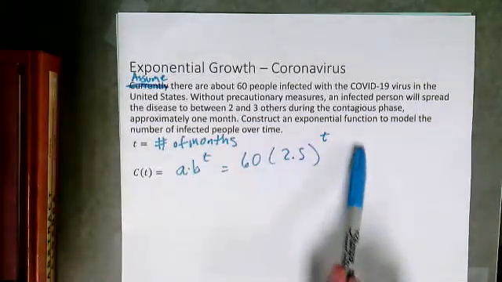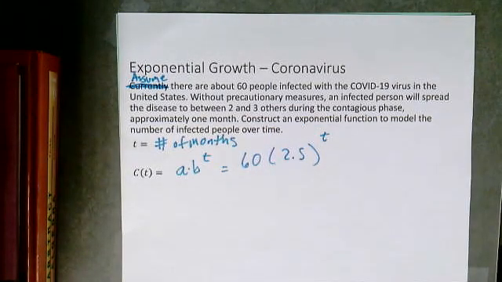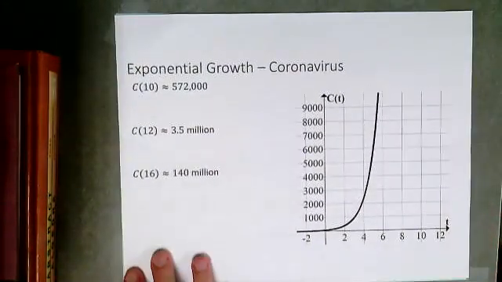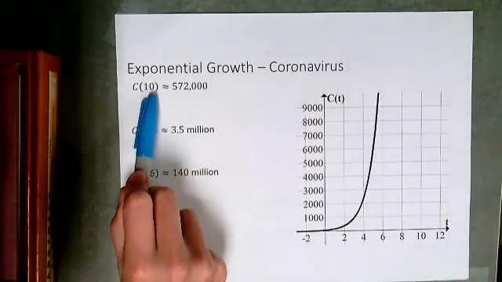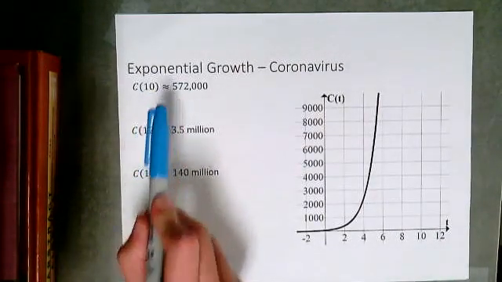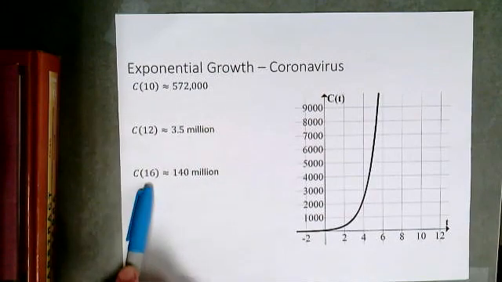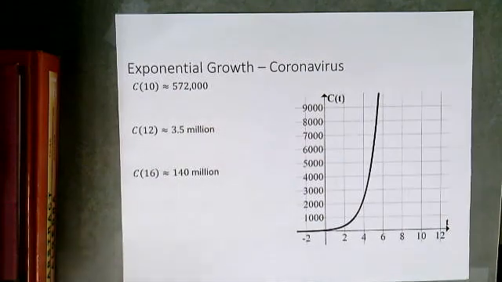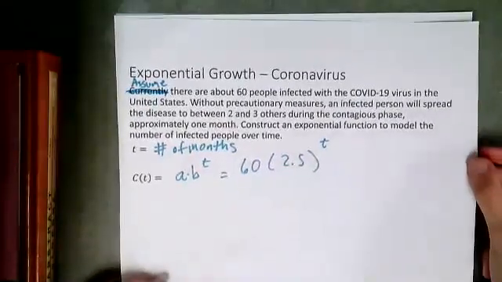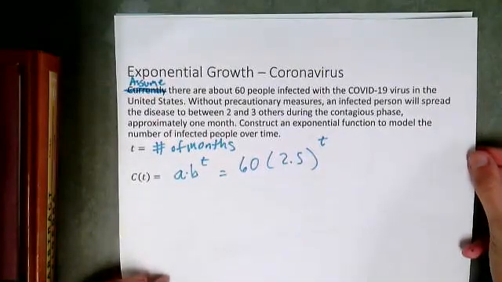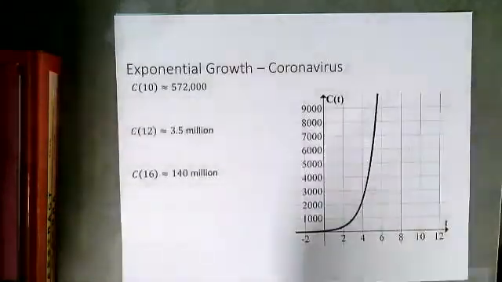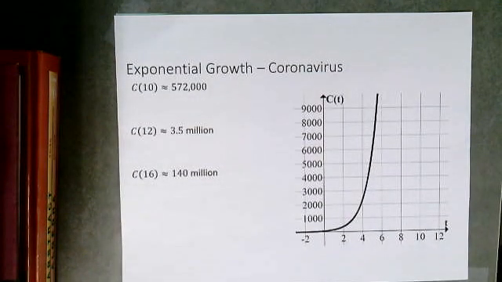So even if we just use this approximate model, what we get is a graph that looks like this. After 10 months, we have 500,000 and change cases. A year, 3.5 million. And after 16 months, 140 million. And that was just off of assuming we have 60 infected people and they spread the disease to around 2 to 3 people. So disease modeling is quite useful.